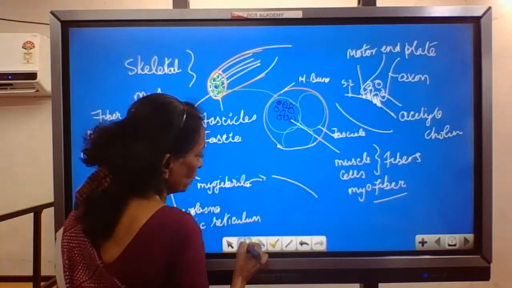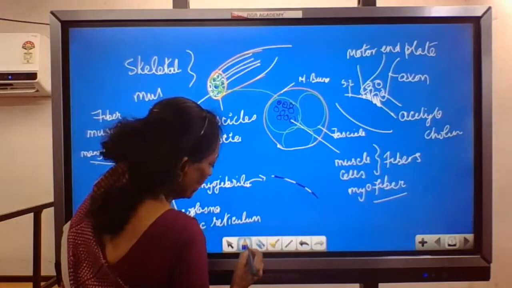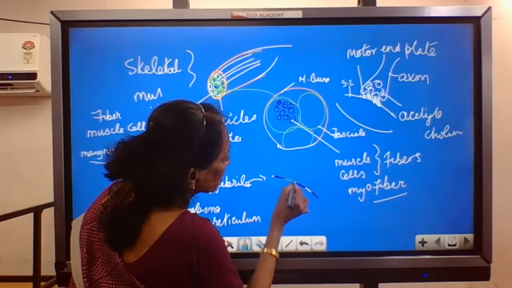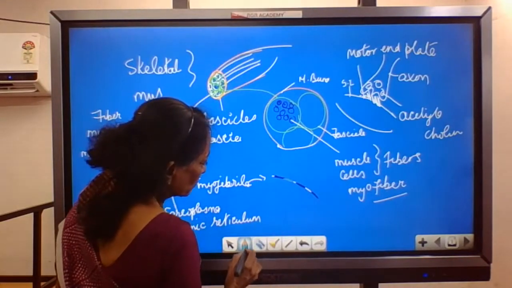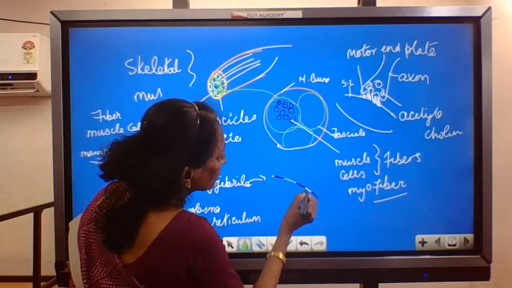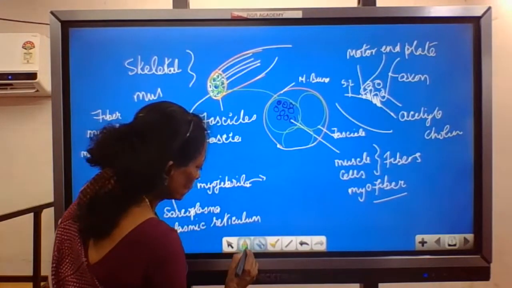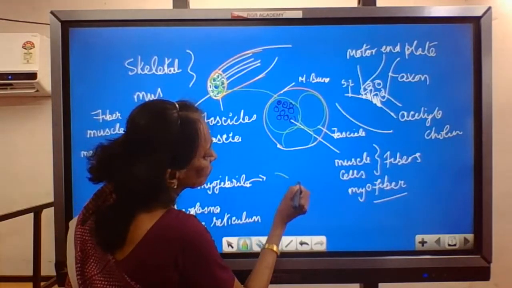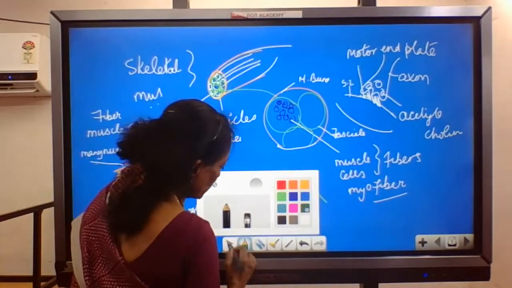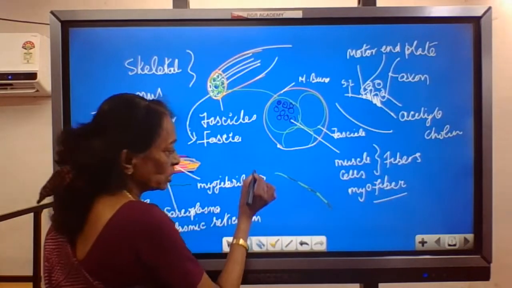Part of it will be dark, like this. In between, you will have light striations. Each fiber will show dark and light striations. Part of it will be dark and then part of it will be light like this. So this is one single myofibril.